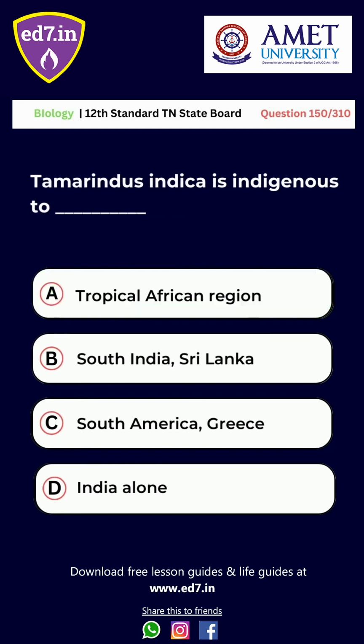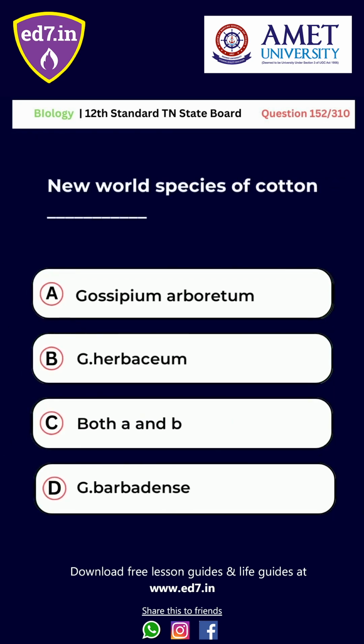Lamiaceae. Question number 151. Tamarindus indica is indigenous to A. Tropical African region, B. South India, Sri Lanka, C. South America, Greece, D. India alone. And the right answer for this question is option A. Tropical African region.